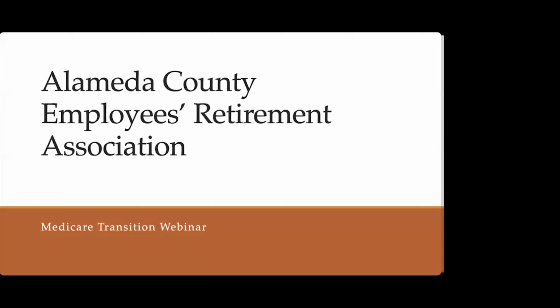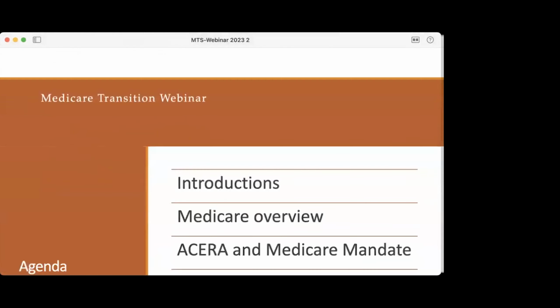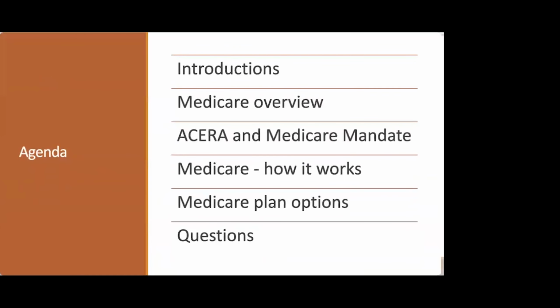And I'm going to go over the next page. Can we advance the page? All right. So we're going to provide you a Medicare overview. We're going to talk about the various parts of Medicare. We will talk about ACERA and ACERA's Medicare mandate. We'll talk about Medicare and how it works, Medicare plan options, and of course, we'll be here for questions in case you have any, if we haven't answered them along the way. Okay. All right. Next screen.